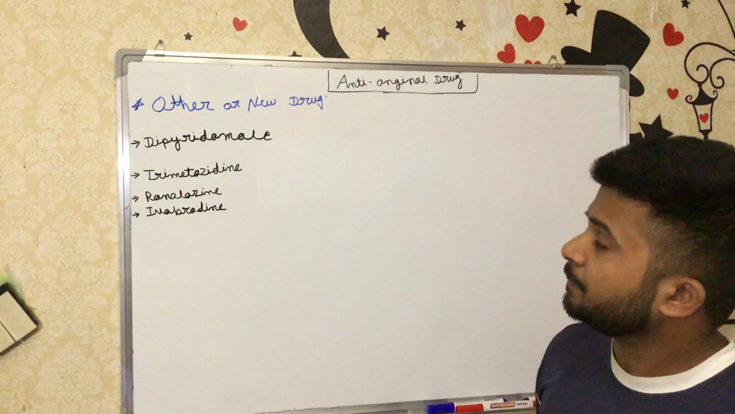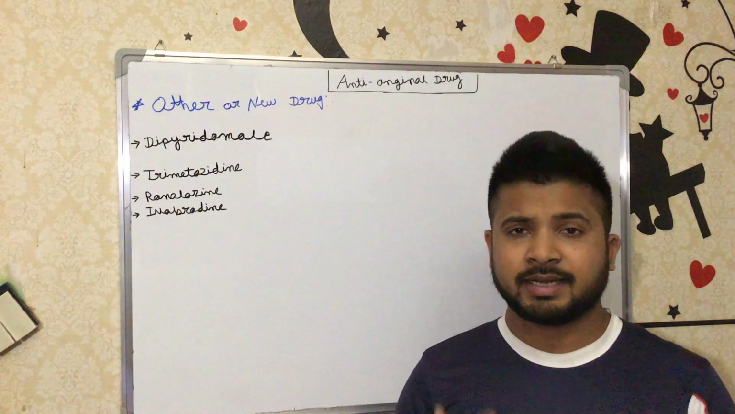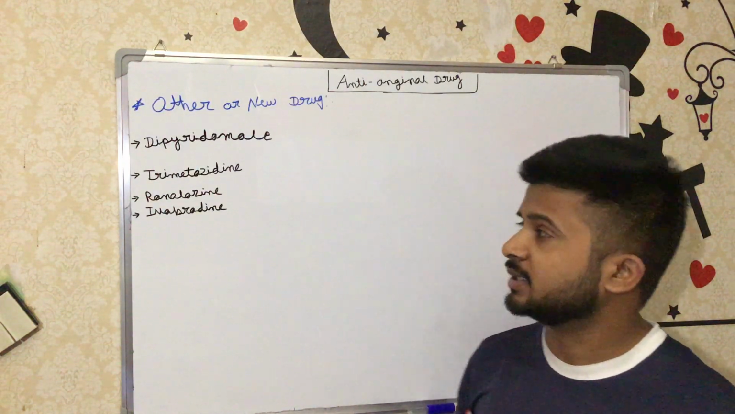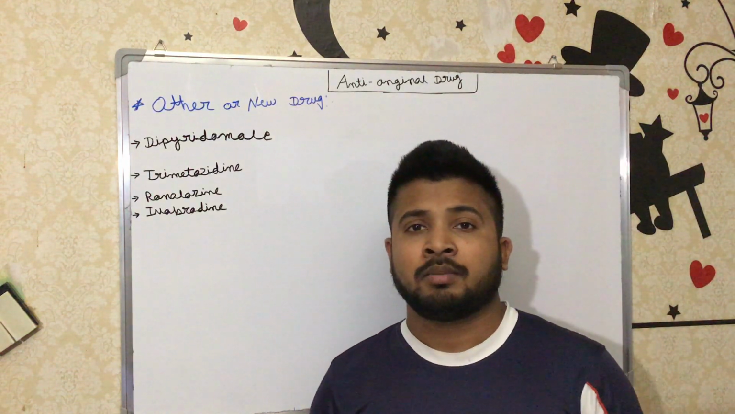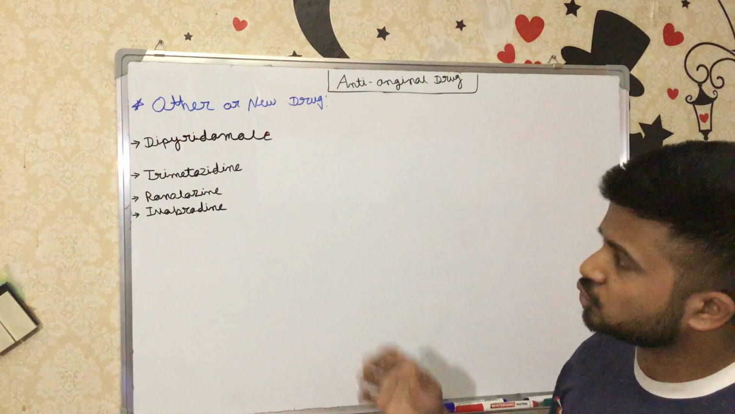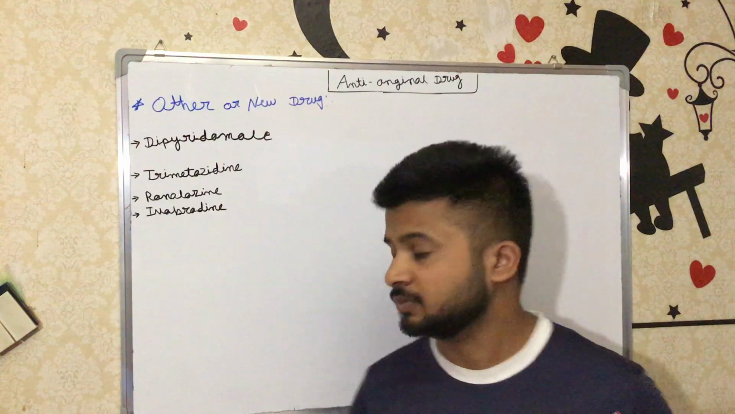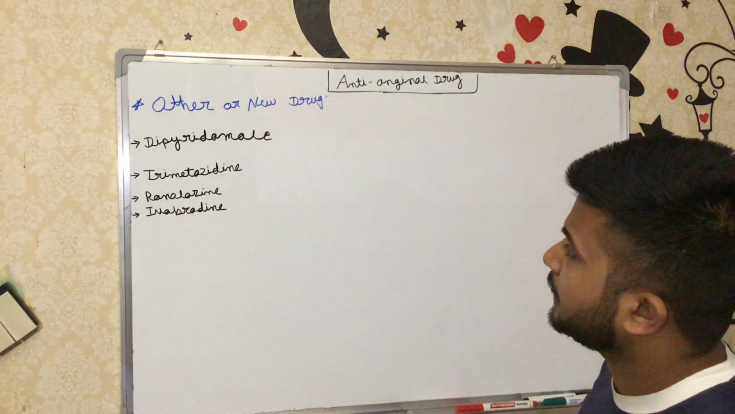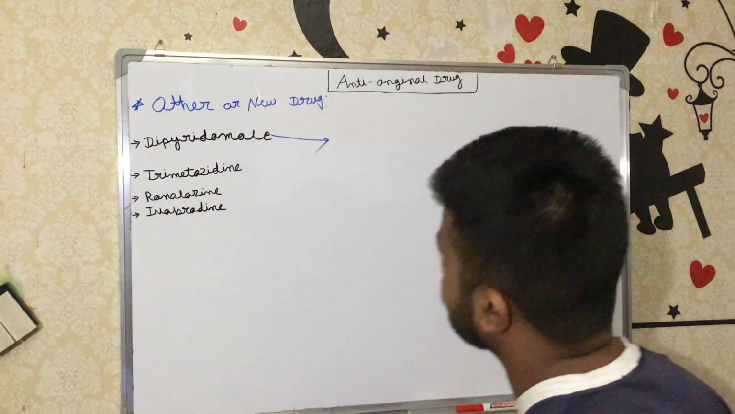These four drugs have different types of mechanisms, and finally the result is helpful for angina pectoris, for those persons suffering from angina. So let's talk about how these drugs help the patient. The first drug is dipyridamole. Let's first talk about this drug.